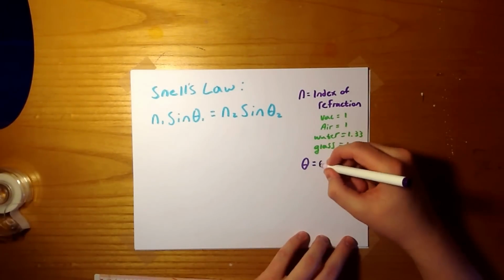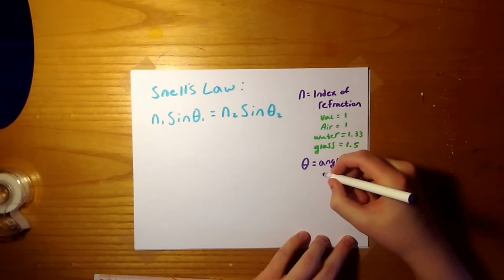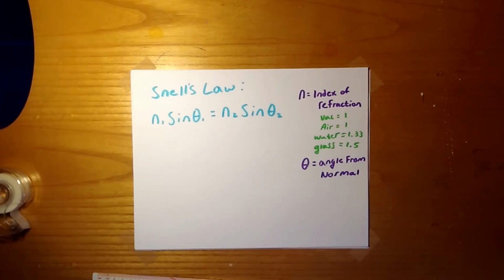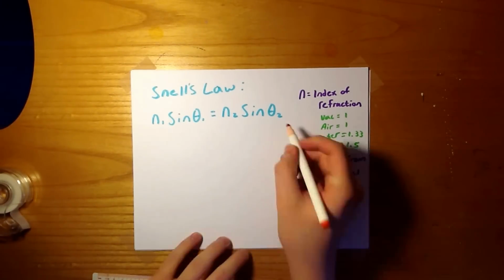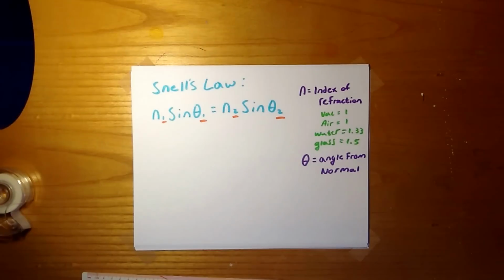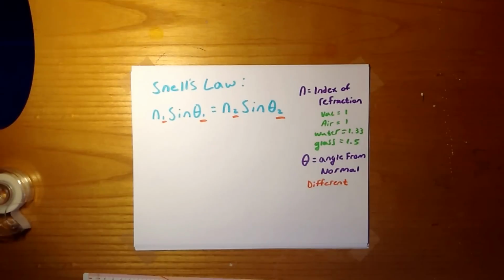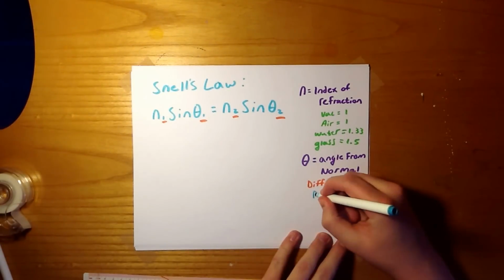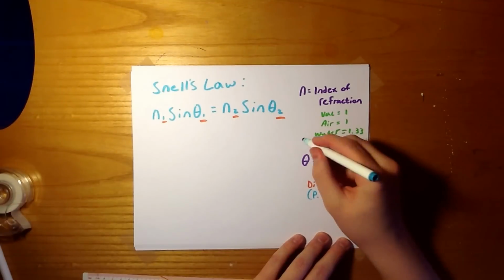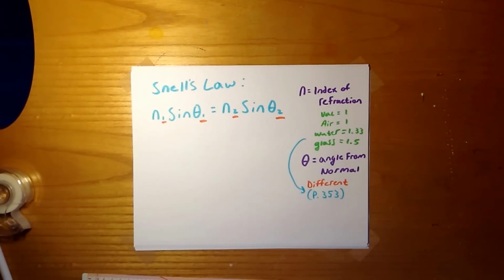Theta, as you probably already know, is the angle at which the light is measured from the normal. Notice that in the equation there is an n1 and an n2, also a theta 1 and 2, which means that the n value for one substance will not be the same as the other substance. This is also the case with theta 1 and 2. Page 353 in your book will show you all the index of refraction values at the top in the table.